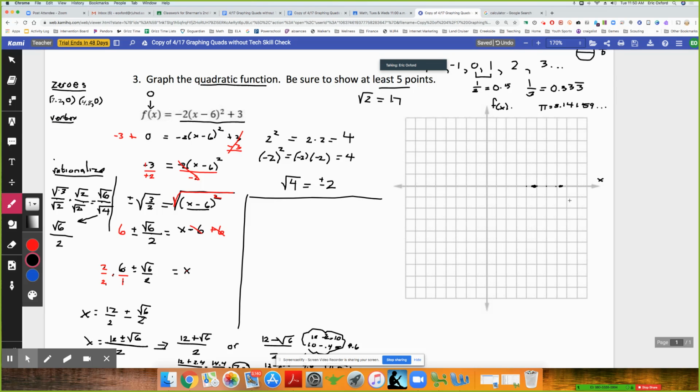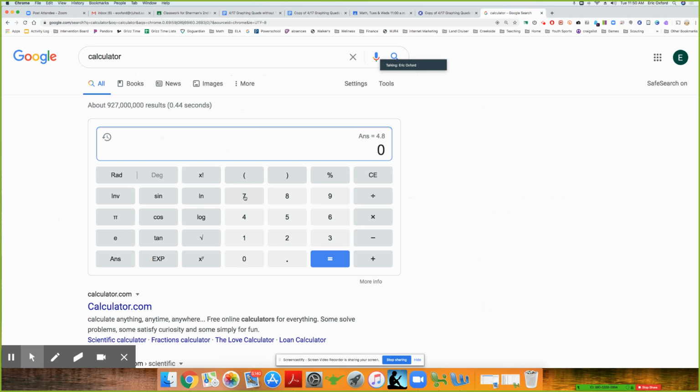So another thing we could do is just find the difference between 7.2 and 4.8. 7.2 minus 4.8. Those are our two zeros. We could subtract that, and then that would give us our line of symmetry. The reason we would find our line of symmetry is that the vertex is on the line of symmetry. So I'll go back to our calculator and do 7.2 minus 4.8, and that gives us 2.4.